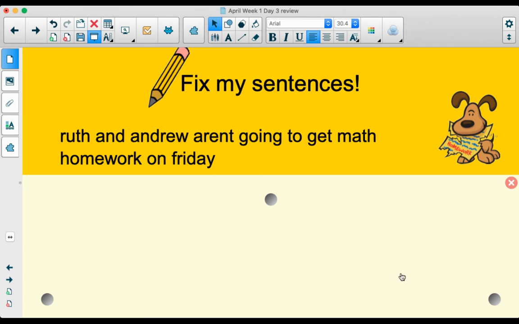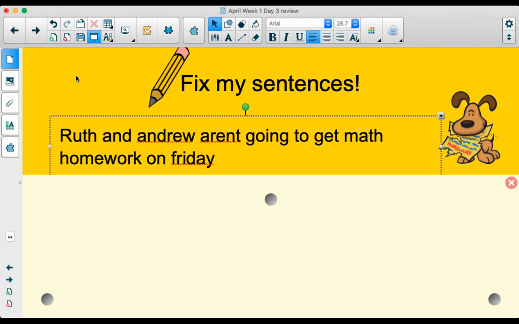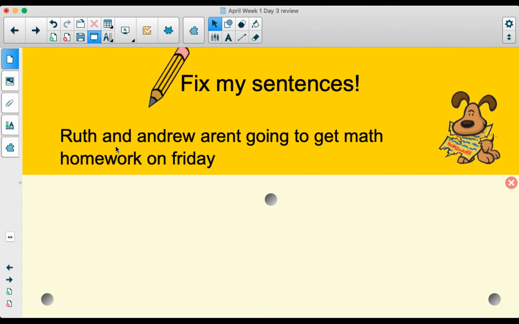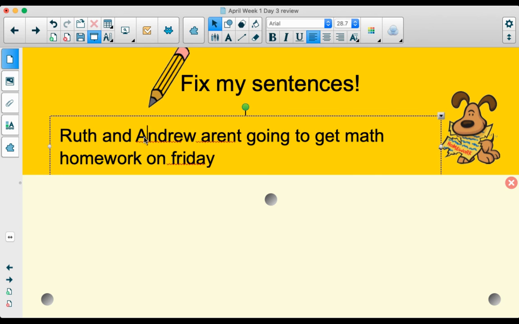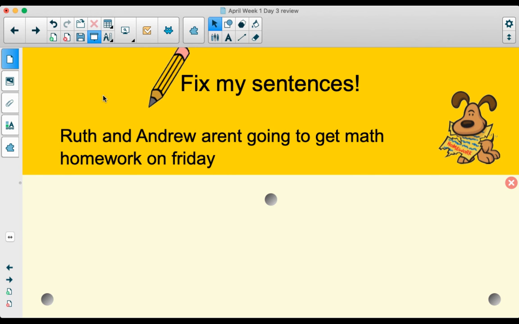Let's fix them. I'm going to start here with the beginning of my sentence. I know that Ruth is a proper noun, and the word Ruth is also starting my sentence. So Ruth should definitely have a capital R. Ruth and Andrew. Uh-oh. Andrew is also a proper noun, and it's the name of one of our students in our class. Let's make Andrew have a capital A. Ruth and Andrew aren't going to get math homework on Friday.